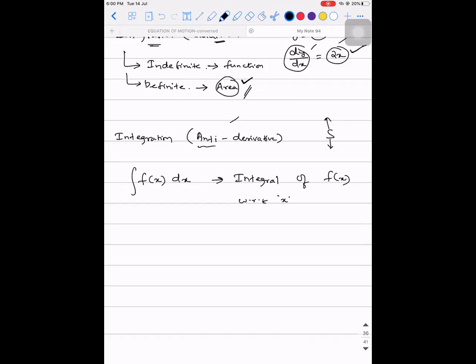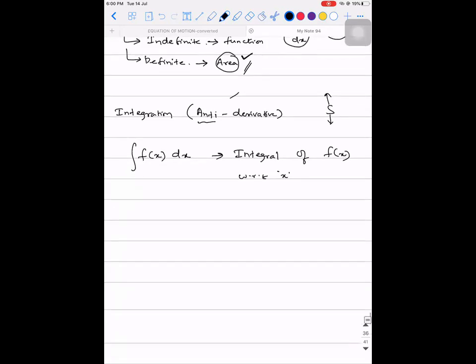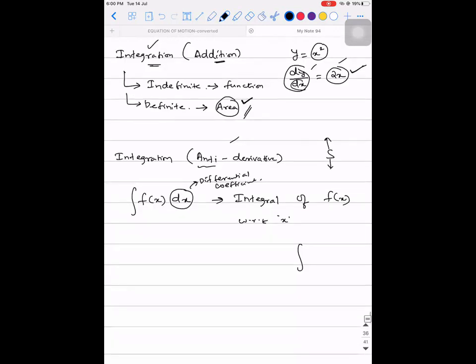No, sir. Okay. Clear, right? Across these integrals, what is the D? D is derivative. D is called a differential coefficient. Don't worry about it. Just like how you have dx here.